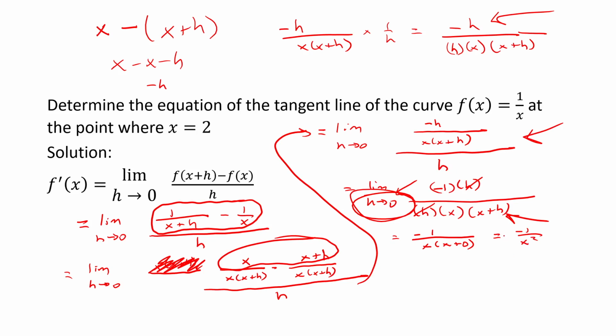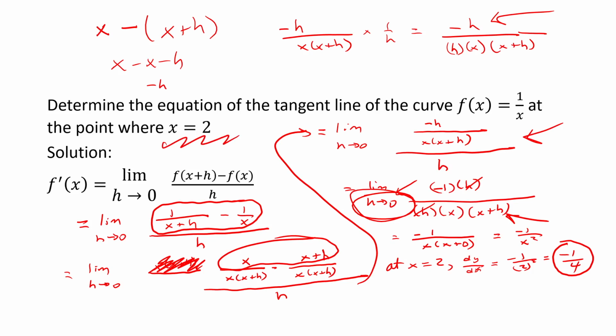Okay. So at x equals 2, that derivative value, in other words, the slope of my tangent, is going to be negative 1 over 2 quantity squared, which is negative 1/4. So the slope of the tangent line that I'm about to find the equation of is negative 1/4. I got that from subbing in that x value to the expression for the derivative.